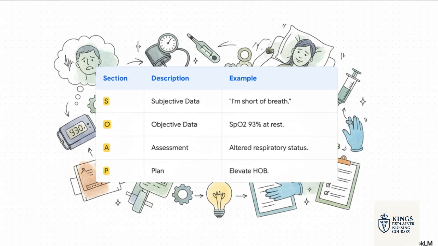O is for objective, that's what you can observe and measure. A is your assessment, basically what you think is going on based on the S and the O. And finally, P is your plan. What are you going to do about it? This structure is brilliant because it makes sure you cover all your bases.